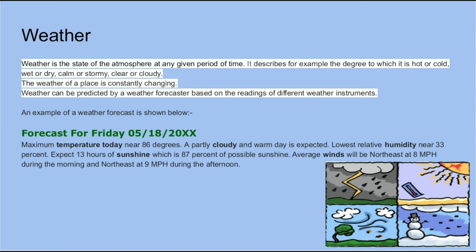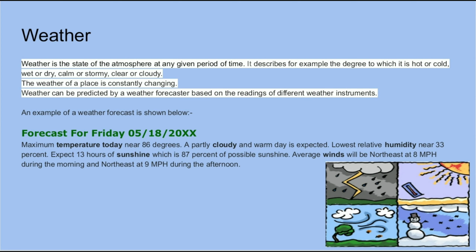On the slide, we see an example of a weather forecast, and I've highlighted some terms in bold because these are things that are spoken about in a weather forecast. So when we're listening to our forecast, we expect to hear these things. Maximum temperature today was near 86 degrees, so temperature is highlighted. We also see a partly cloudy and warm day is expected, which is telling you how much cloud will be in the sky.